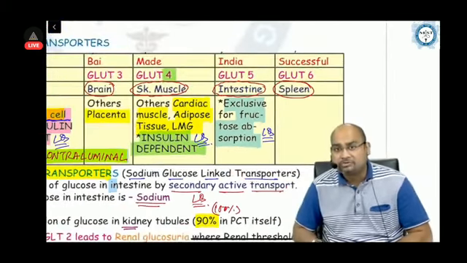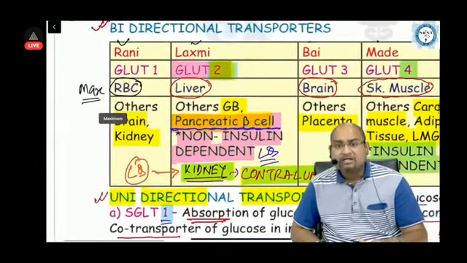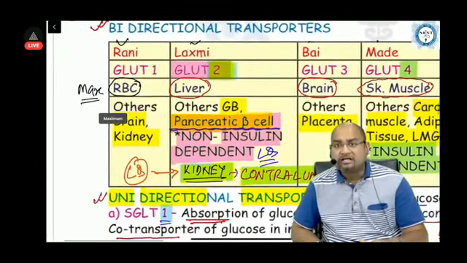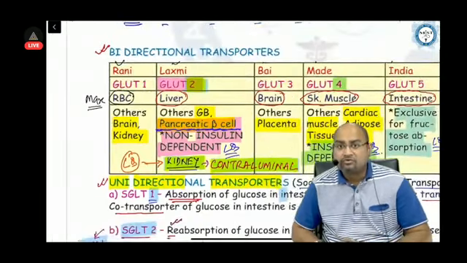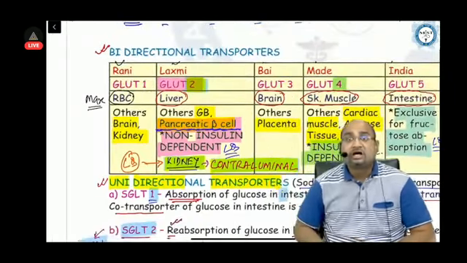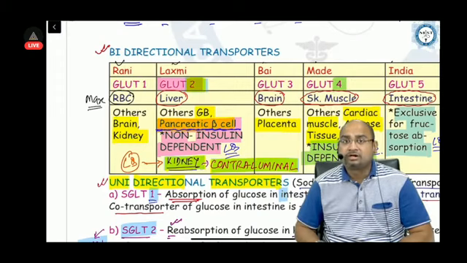Here uptake of glucose will be dependent on insulin. Whereas, please remember, in the liver, the gallbladder and the pancreatic beta cells, the uptake of glucose into these tissues is not dependent on insulin. Please try to understand: uptake of glucose in liver, gallbladder and pancreatic beta cells is not under the control of insulin.